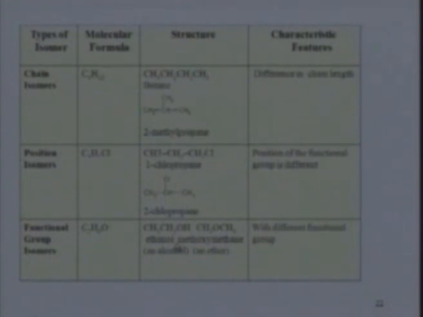The number of carbon atoms, hydrogen atoms and oxygen are the same, but the compound is different just because of the interchange of the functional groups. I hope that they are able to differentiate between an alcohol and an ether. That is what is depicted by functional group isomerism.